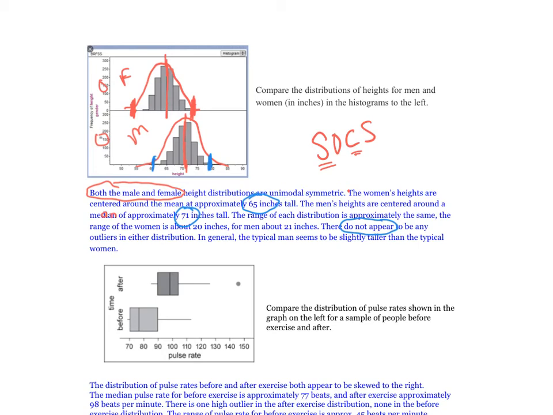Okay, so we mentioned SOCS, we mentioned shape, center, spread, and outliers for both distributions. And we didn't just list them, we weaved a description together. And notice how they worded this question, compare the distributions. Whenever you see that, that's when we do the SOCS. Okay.